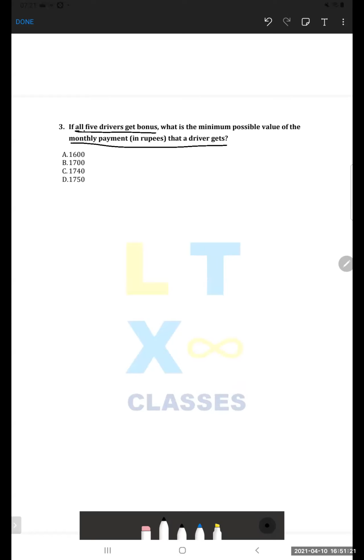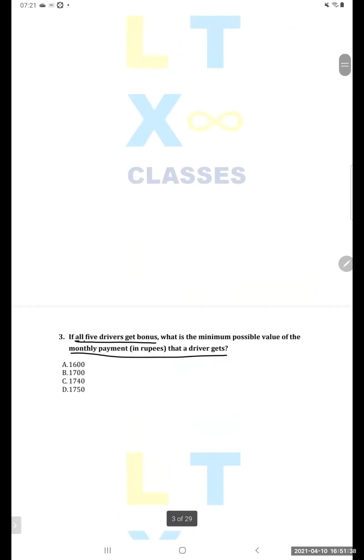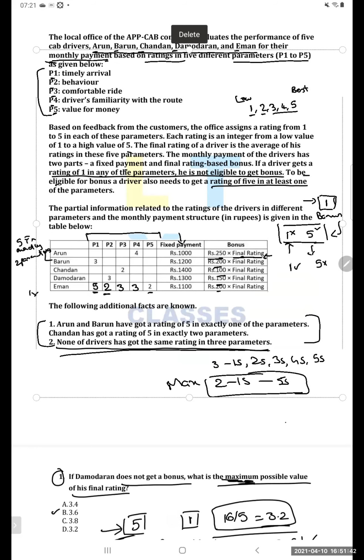Till now, the first and second questions pertained to only one single driver. Now the question is pertaining to all drivers. They're saying all 5 drivers got bonus. What is the minimum possible value of the monthly payment? Again, we are not solving for the maximum, we're solving for the minimum. Let's go back. Now I'll just tidy up this table.